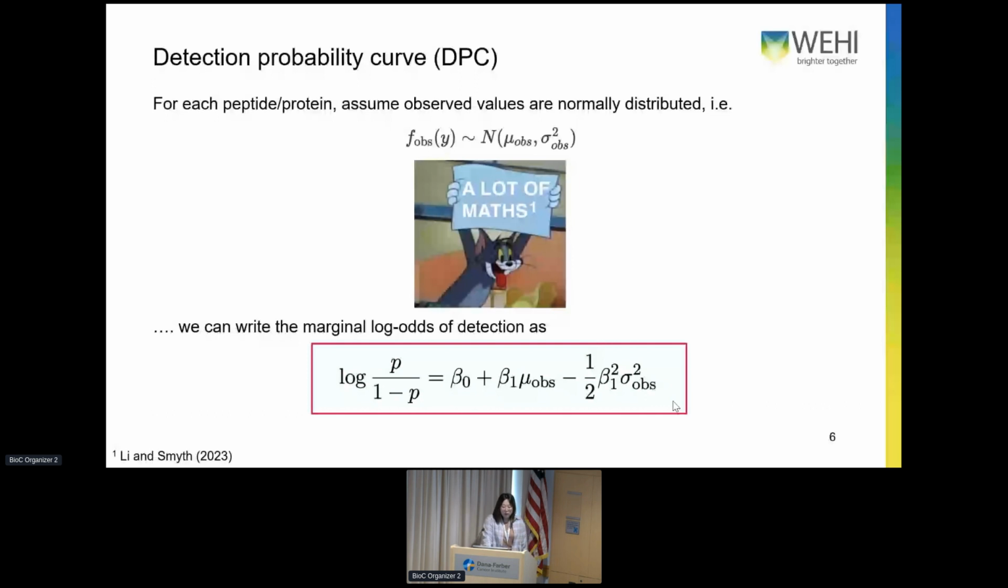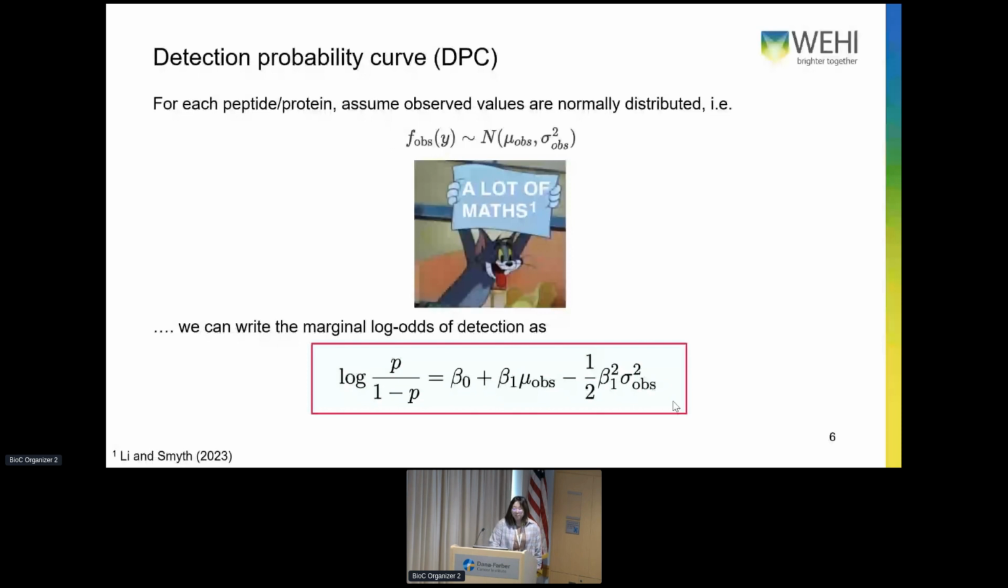One of the important interpretations of this DPC curve is that the slope of this curve, or beta 1, actually signifies the amount of statistical information contained in the missing values. The bigger beta 1 is, the more informative the missing values actually are.